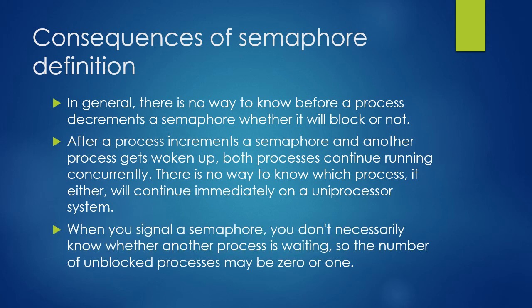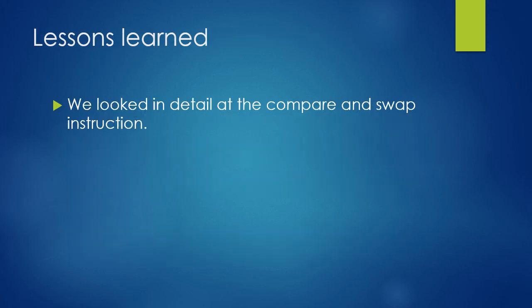When you signal a semaphore, you don't necessarily know whether another process is waiting. So the number of unblocked processes may be 0 or 1. This is because you cannot access and scan the queue of the semaphore at any time.